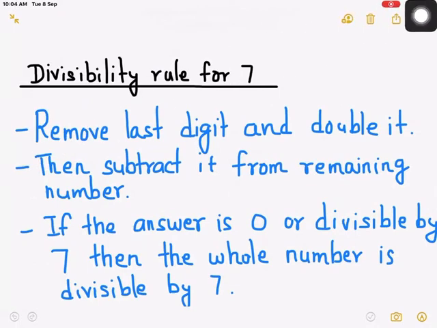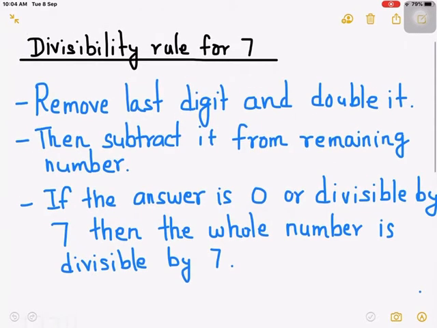First of all, let's go for the divisibility rule for 7. We have 3 steps here to check whether the number is divisible by 7 or not. The first step is to remove the last digit of the given number and double it. Then subtract it from the remaining number. If the answer is 0 or divisible by 7, then the whole number is divisible by 7.